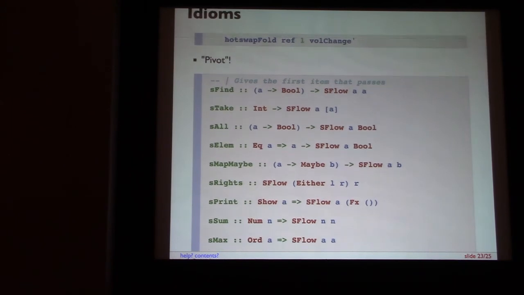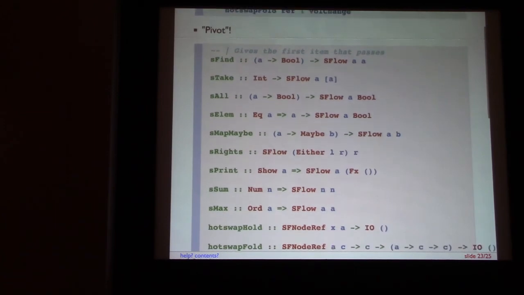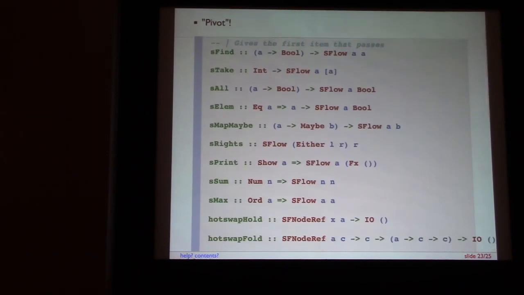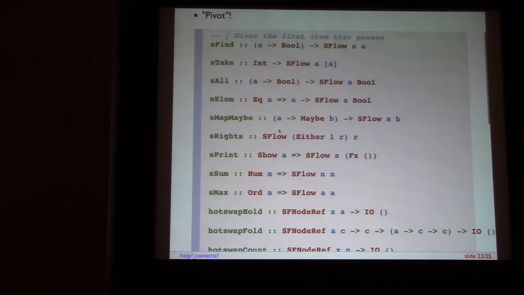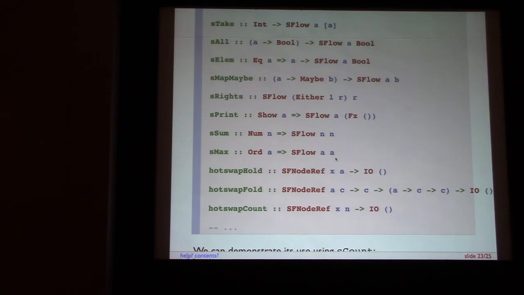Idioms, we've got some nice idiomatic functions, a lot of base and prelude. These should look familiar to people. So, take returns a list of the last n elements. All returns whether every input it's ever seen has passed a predicate. So it's like all on a list. A lot of these are translations from lists. Print does an IO; this is essentially an IO action. It takes a showable and returns a value which prints.